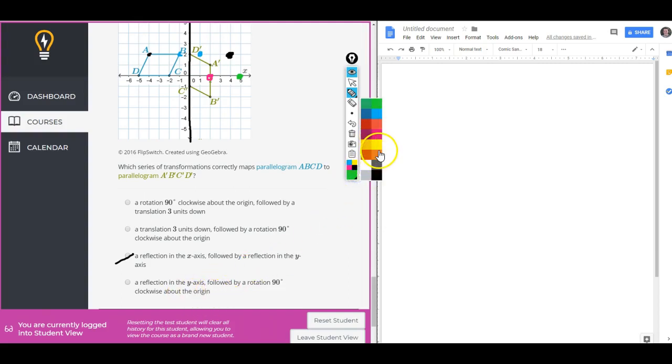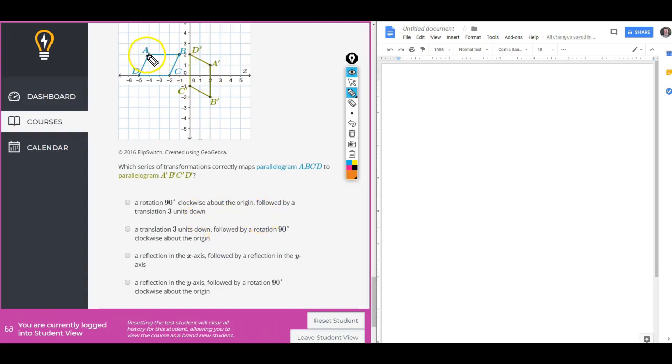So how do I do my rotations? I use the L. So I count up 2 over 4. Now 90 degrees clockwise, that would bring this line flat here. So it'd be over 2, down 4. And A does not land right there, so this one is off the table as well. So now it has to be a rotation 90 degrees clockwise about the origin, followed by a translation 3 units down, or a translation 3 units down, followed by a rotation 90 degrees clockwise about the origin. So these two just have the order switched.